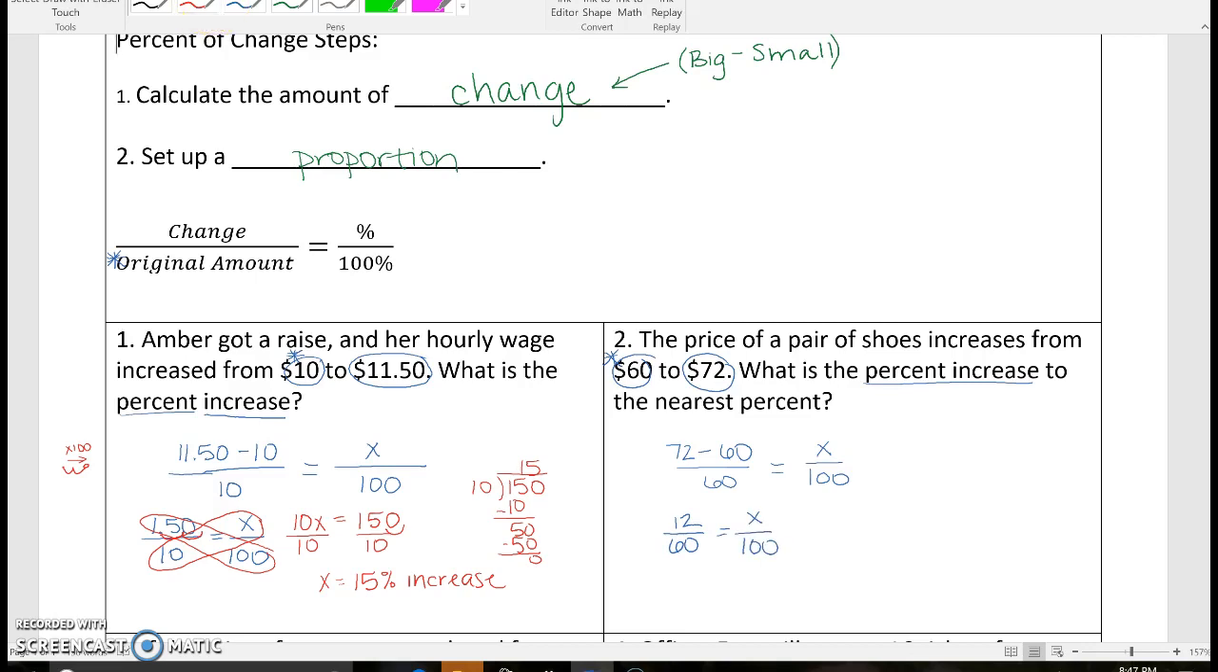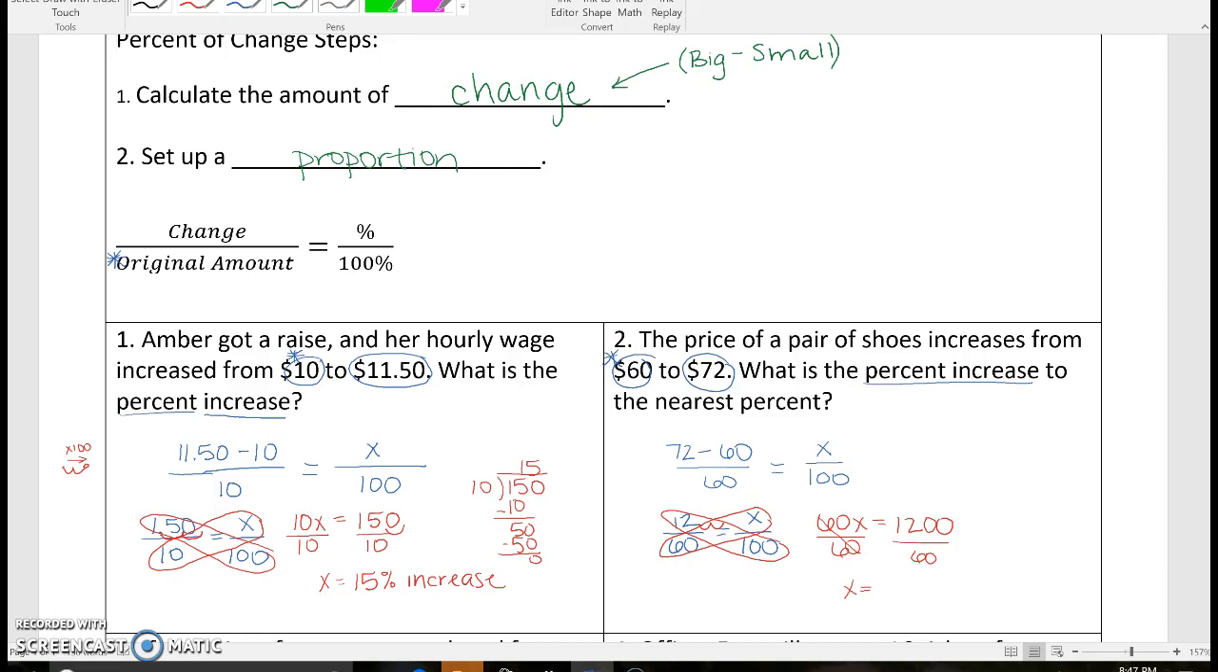So now we're going to do our cross product. So 60x equals 12 times 100. So I'm going to move my decimal 2 places. So 1200. Going to divide by 60. Sorry, these cancel, the 60 and the 60. So 12 divided by 60.